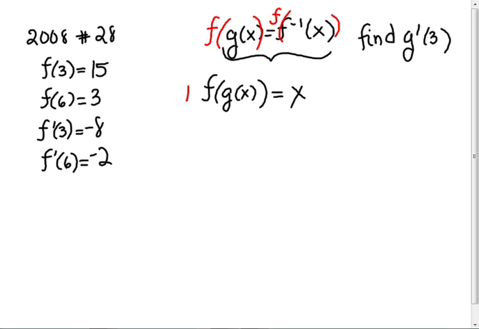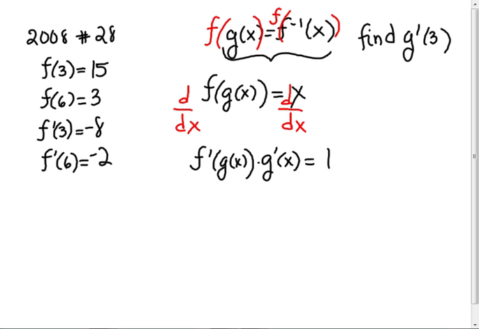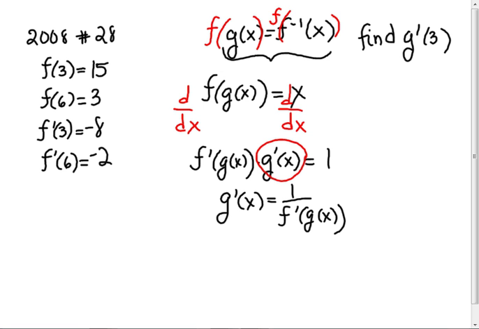Now take the derivative, because I've already forgotten what the answer is, even though I've done all these problems. I still forgot the formula. So it's f prime of g of x. I actually like this because it makes you think of the chain rule. So you're doing the calculus times g prime of x equals 1. Then I want to solve for g prime of x, because that's what I'm trying to find. So g prime of x equals 1 over f prime of g of x. And so I now want g prime of 3.